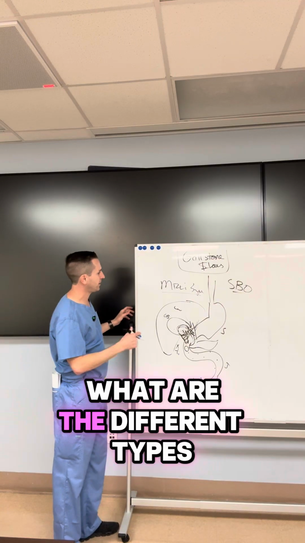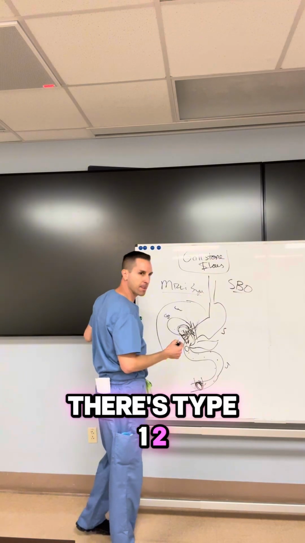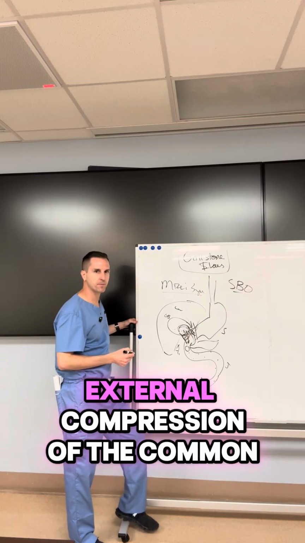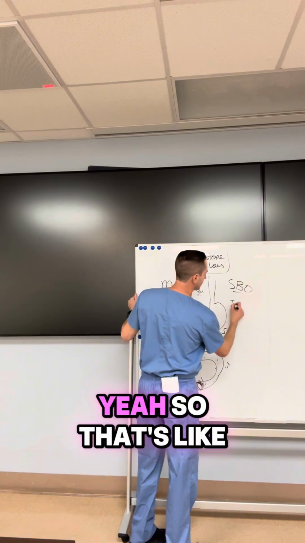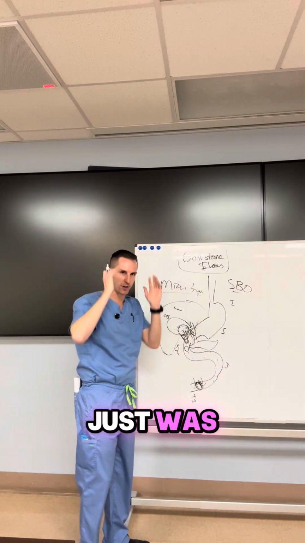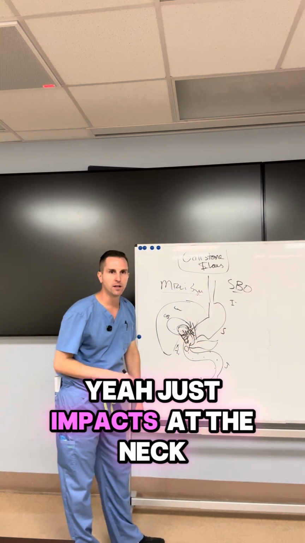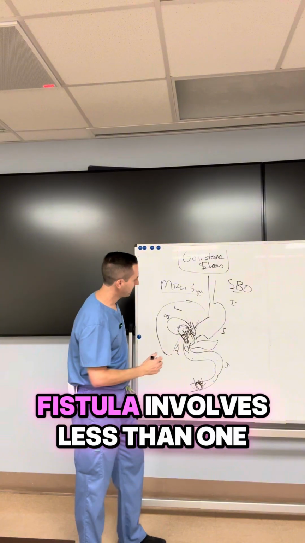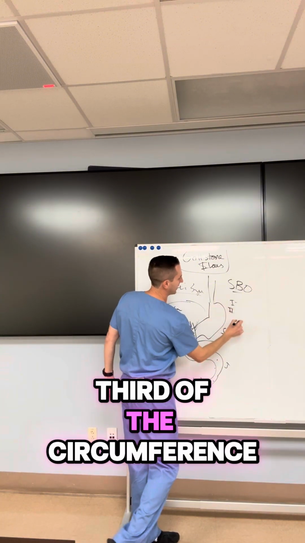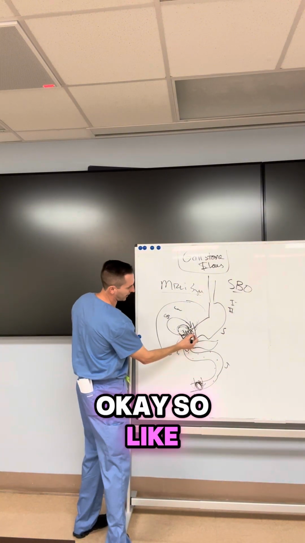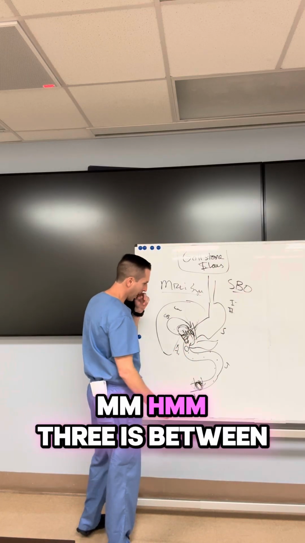What are the different types? There's type 1 through 5. Type 1 is external compression of the common hepatic duct. That's what I always thought it just was. There's something giving a little push, a little compression, no big deal, just impacts at the neck. And then type 2, fistula involves less than one third of the circumference of the common bile duct. So you're talking a little bit of the CBD.